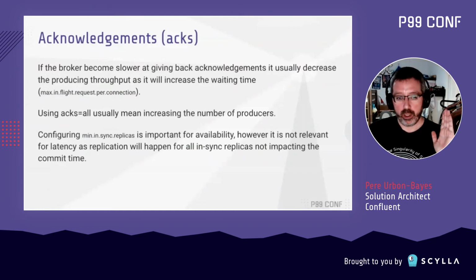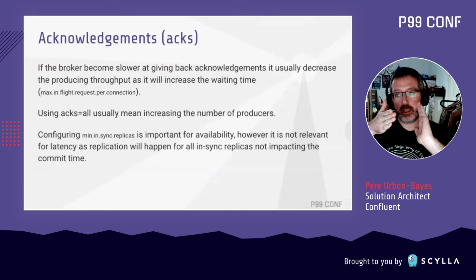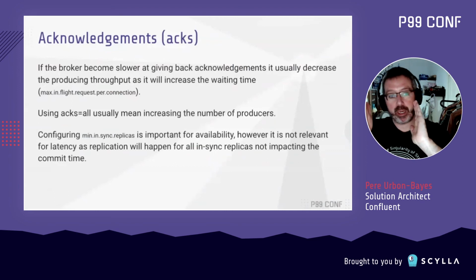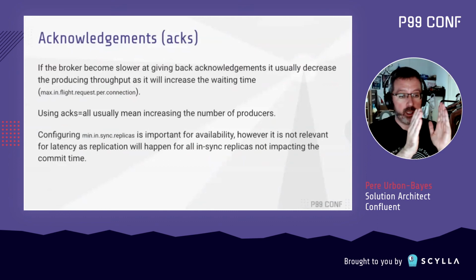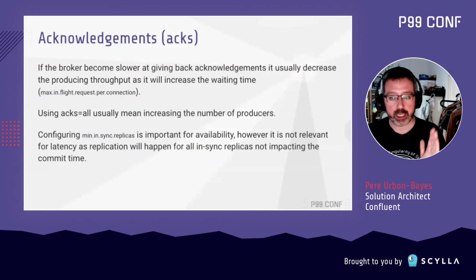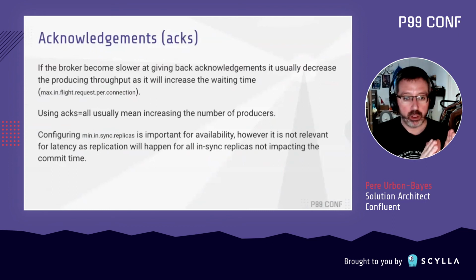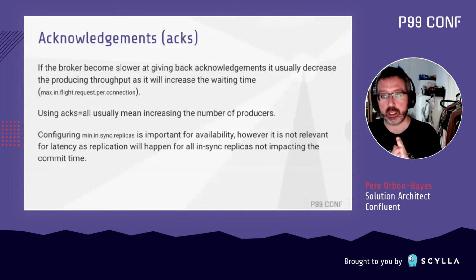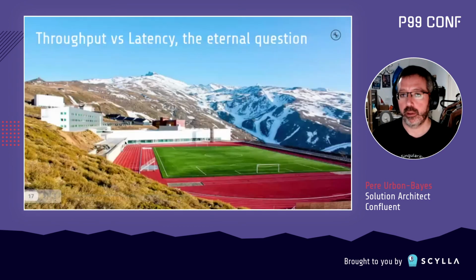One misconception that happens a lot of times is people configure min in-sync replicas and think, okay, it's going to be good for latency because only 2 replicas are going to be replicated before acknowledgement. No, that's false. In terms of affecting latency, replication is going to wait for all replicas. We can have 5 replicas and min in-sync replicas 2, and if the 5 are in the in-sync replica list, it's going to wait for all of them for commit time.